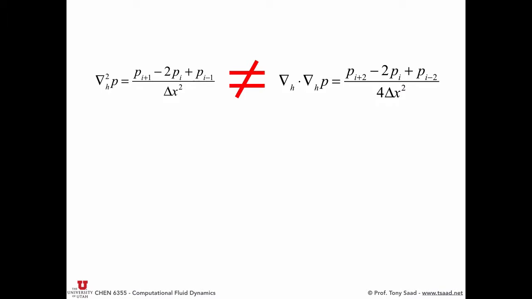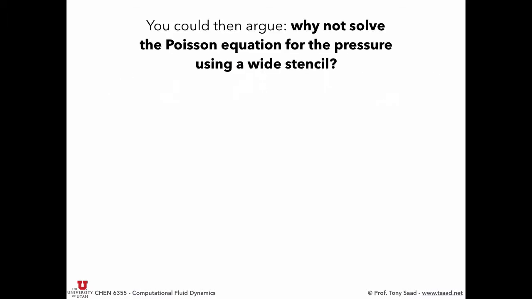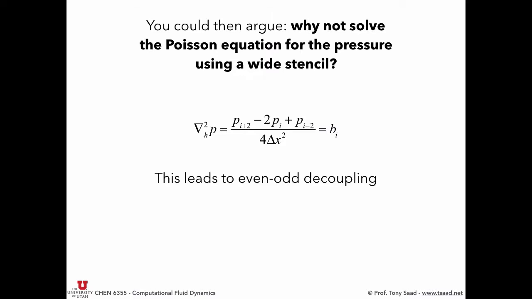So then you could argue, okay, why don't we make del squared actually equal to div grad? So rather than solving with p_{i+1} and p_{i-1}, let's just use p_{i+2}. So you can make this argument. We call this a wide stencil. So this actually leads to our first checkerboarding problem called even-odd decoupling.